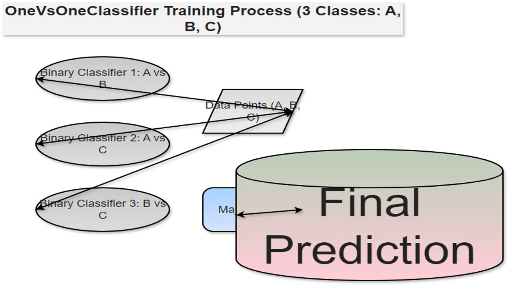For example, if A versus B chooses A, A versus C chooses A, and B versus C chooses B, then A gets 2 votes and B gets 1 vote. So the final prediction is A. It's like a simple election.